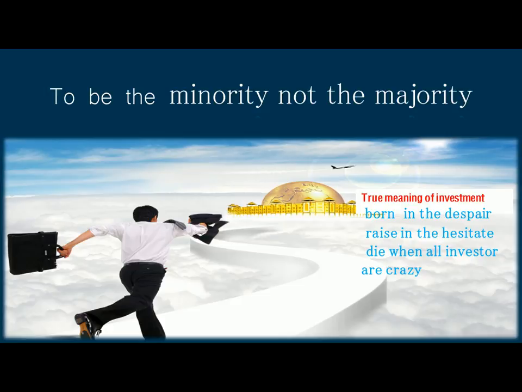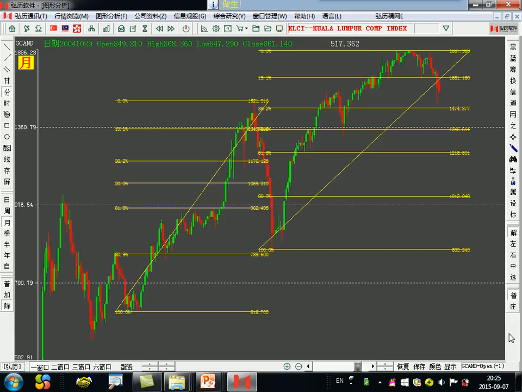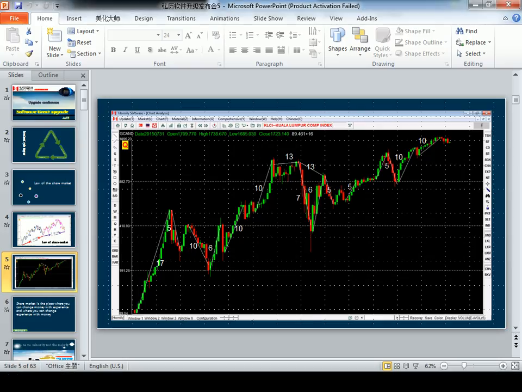Sell on the top and buy at the bottom, and then keep it until the bull market finishes. The bull market will be born in despair. When most of the investors are in despair, the bull market may begin. And the bull market may continue in hesitation, when most of the investors hesitate and the market goes up further. It will die when all investors are crazy. You just remember these three words, and you will know where's the top and where's the bottom, right?